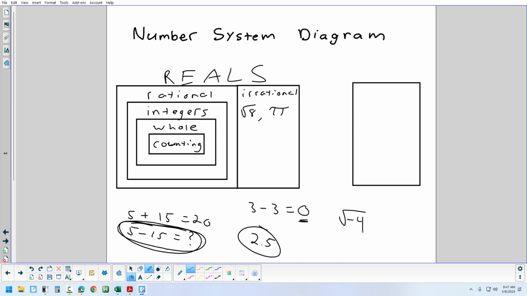Because you're trying to find two numbers that are the same and multiply to give you -4. Well, if you try 2 times 2, that's not -4. And if you try -2 times -2, what does that give you? That gives you 4. So how can you multiply two numbers that are the same and get a negative? Well, you can't with real numbers.